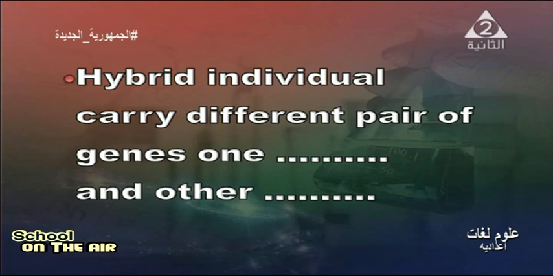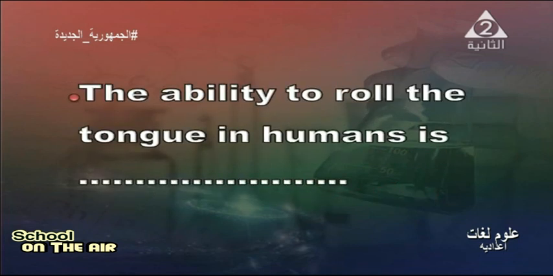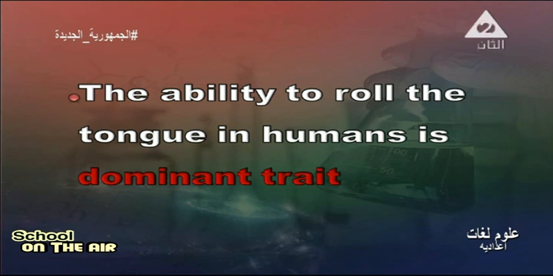Hybrid individuals carry a different pair of genes, one dominant and the other recessive. The ability to roll the tongue in a human is a dominant trait.